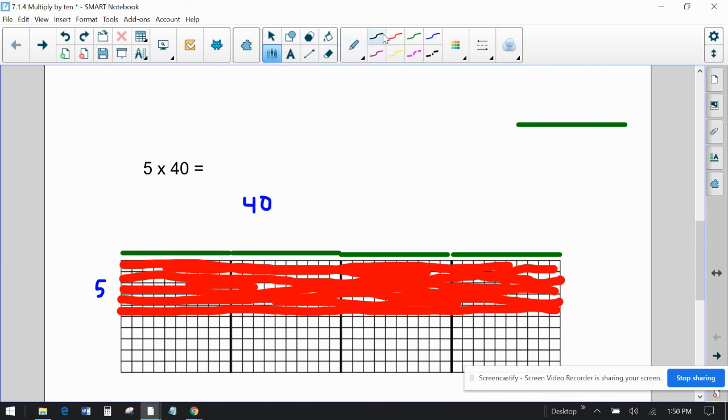Remember, it's basically you're taking that 40 and you're looking at it in a different light. You're not thinking of it as a 40. You're thinking of it as a 4 times a 10. Okay. So we're doing 5 times 4 times 10. So if you do the 5 times the 4 first, you should already have that memorized. It's 20. Then we still got to do the times the 10.